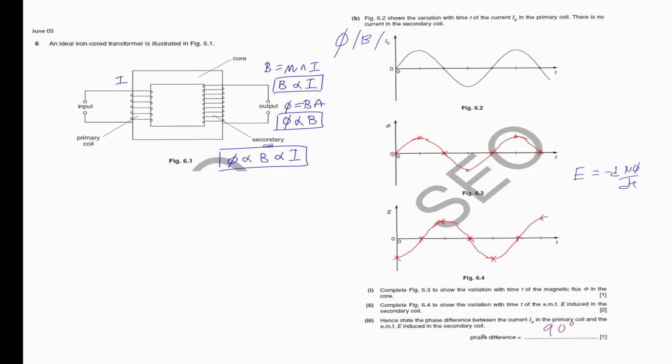And then the last part, hence state the phase difference between the current in the primary, which is this, and the induced EMF. You will notice that they are not in phase. So how do we calculate the phase difference? Can you see, if you take this as a starting point, this will also be the starting point. That means this starting point is the same as this. Can you see it's lagging behind by a quarter of a cycle? A quarter of a cycle is 90 degrees or pi over 2 radians. You can write either one. Is this standard? Yes. In a transformer, this is what you can expect. The phase difference is always 90 degrees or pi over 2 radians between the primary current and the secondary EMF.